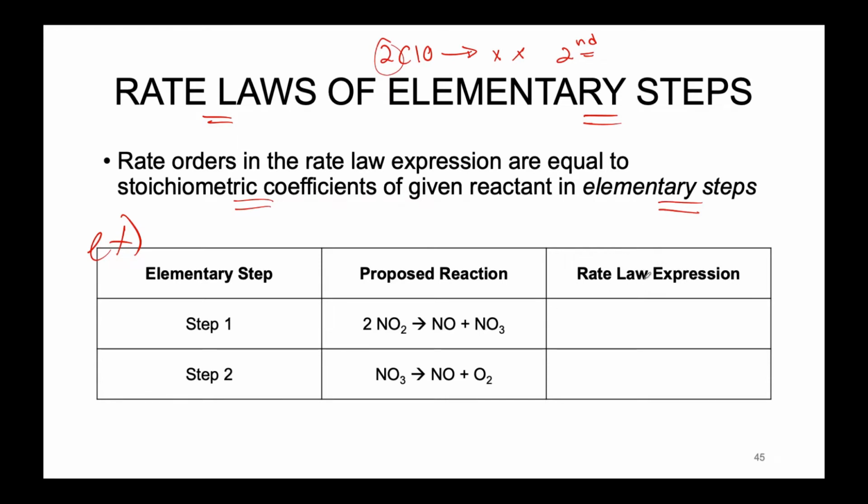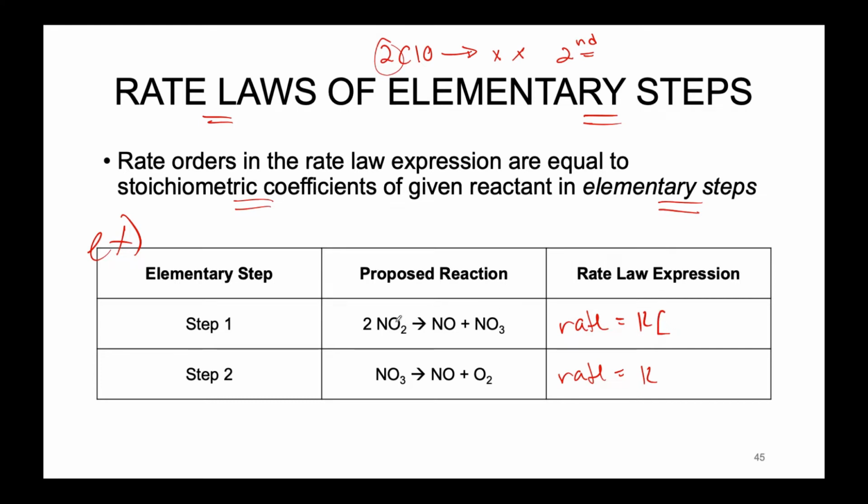The rate law expression that we can write for each of these two steps is going to follow the rule that we've just laid out. So the rate for both of these reactions is going to be equal to some rate constant K, right? That's always going to be involved wherever we're writing a rate law expression. We always have rate constant K multiplied by our reactants.